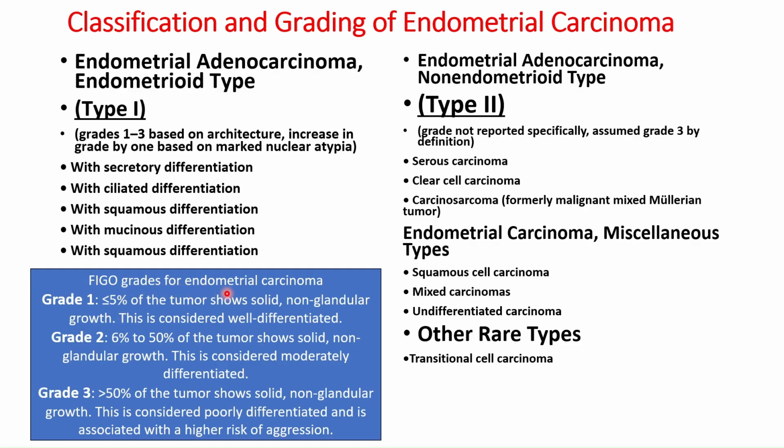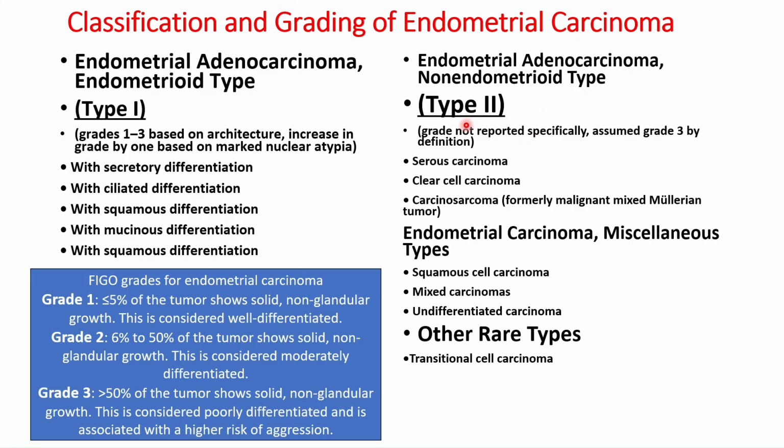FIGO grades for endometrial carcinoma include grade 1, where less than or equal to 5% of the tumor shows solid non-glandular growth, and it is well differentiated. Grade 2, which is called moderately differentiated, where 6% to 50% of the tumor shows solid non-glandular growth. And grade 3, which is poorly differentiated, where more than 50% of the tumor shows solid non-glandular growth.